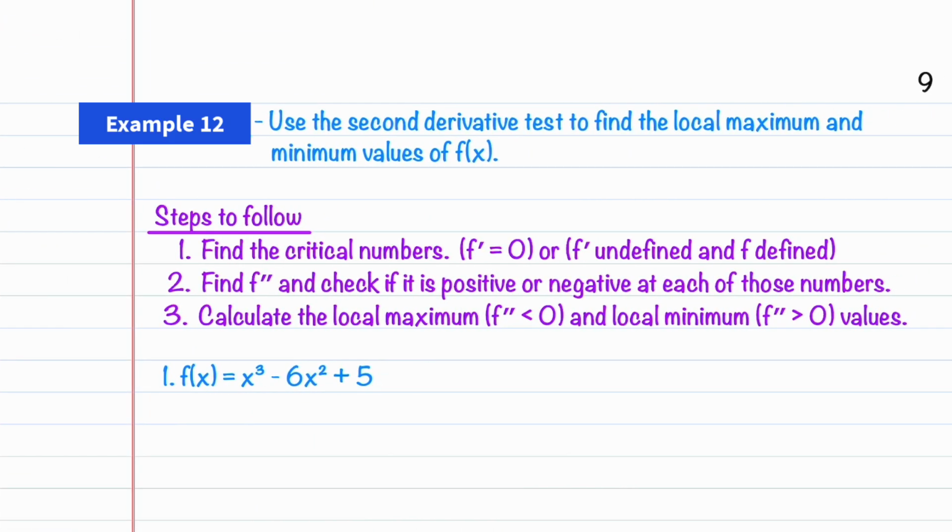In these examples, we are going to use the second derivative test to find the local maximum and minimum values of f of x. I've written down some steps that we can follow. The first step is to find the critical numbers, and then the second step is to find f double prime, and then check if f double prime is positive or negative at our critical numbers. And then step 3 is we just calculate the local max and mins. Let's see how this works.